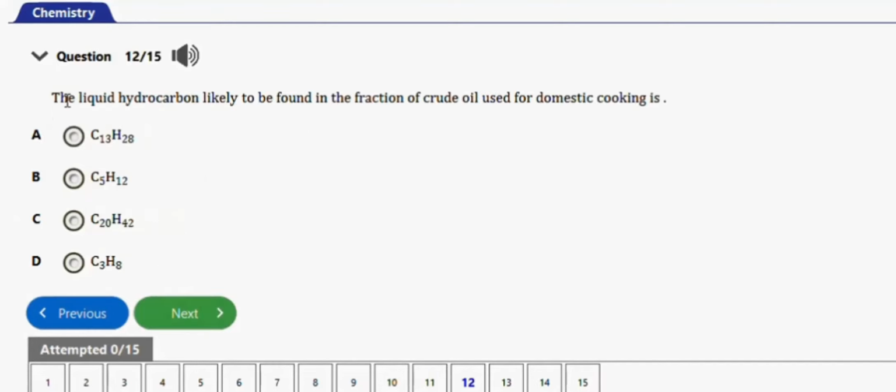Next question will be this one. It says the liquid hydrocarbon likely to be found in a fraction of crude oil used for domestic cooking is, so the right answer is option B. So this is our pentane. Okay, so that is the next question.